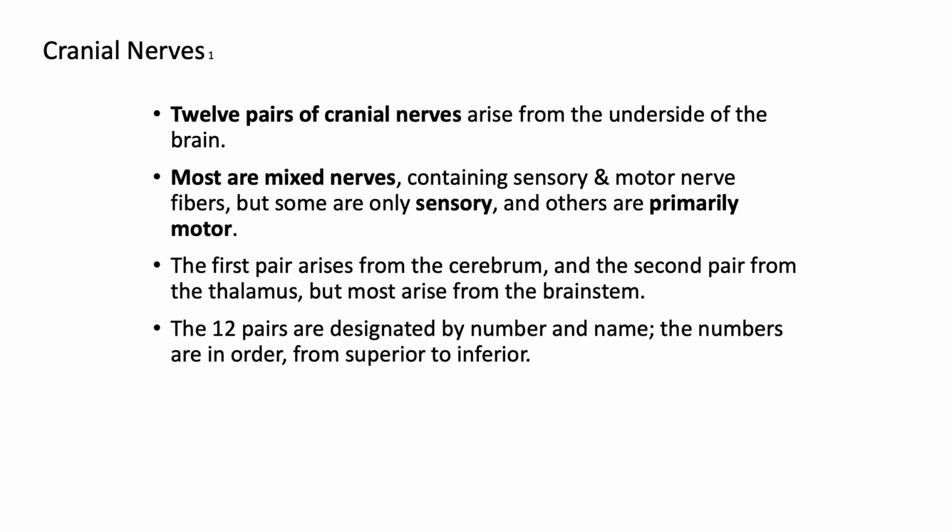So there are 12 pairs of cranial nerves arising from different parts of the brain. These nerves are sensory, motor, or they can be mixed as well. Each cranial nerve has a specific function that we need to know.